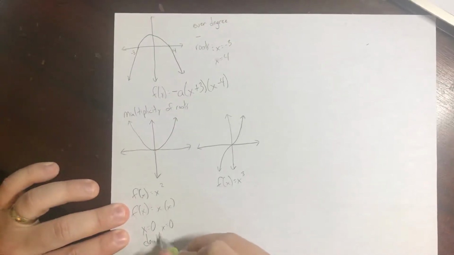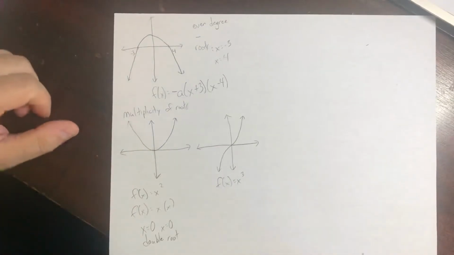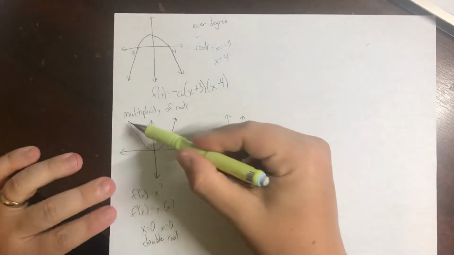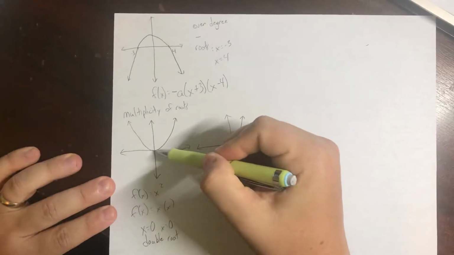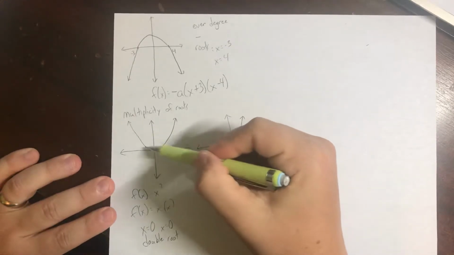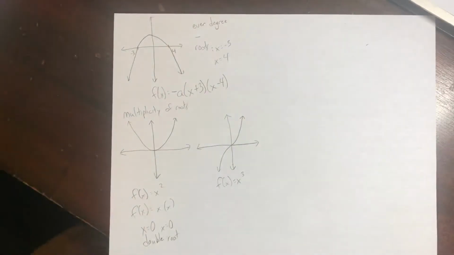Hopefully this down here is still showing up on our camera. Yes. This is a double root. So a double root means if you ever have a double root in a graph, your graph will come down and touch the x-axis at that double root. So anytime you see a graph come down and just touch the x-axis, that means you have a double root at that point. That means that root occurs twice.